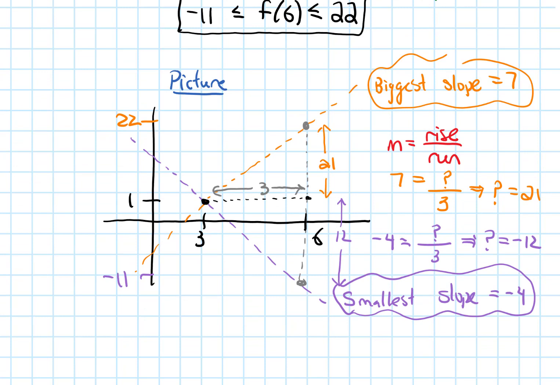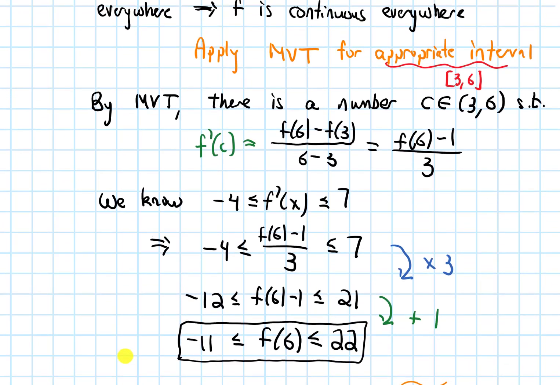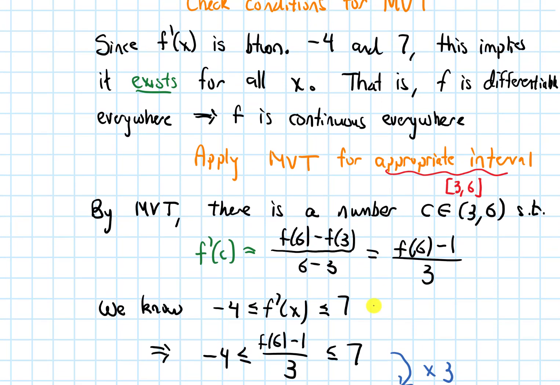I want to reiterate again that this picture is not a rigorous proof by any means. It's just an aid to help me visualize what's going on. If I really want to give a rigorous argument, which I do absolutely want to be able to give, I need to do it like this with the mean value theorem.